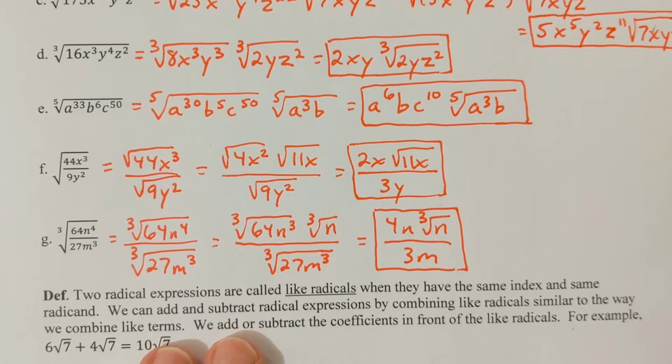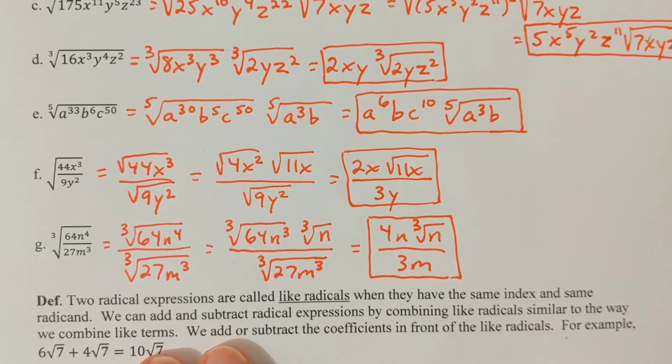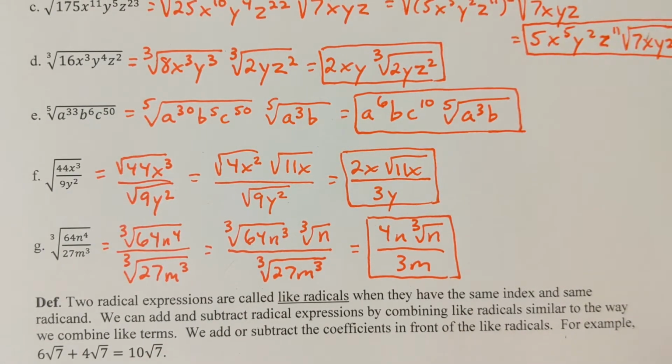Okay, part D. The cubed root of 16x cubed y to the 4th z squared. Okay, let's go ahead and split that into two radicals, things that we know the cubed root of and then the leftover. With 16, let's see, if we use 8 times 2, I know the cubed root of 8, that's 2. This 2 here would be my leftover.